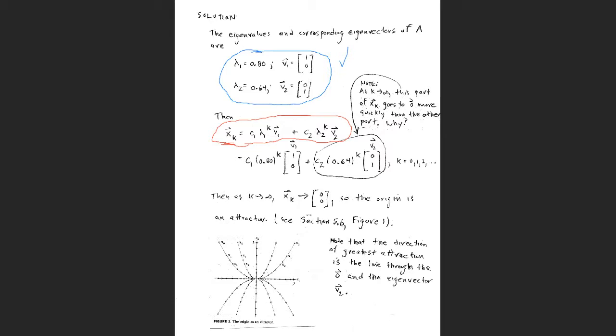And therefore, your x sub k vector will equal C1 times 0.80 to the kth power times the vector 1, 0, plus C2 times 0.64 to the kth power times the vector 0, 1. All right, let me give you a moment to catch up here. We're right here. Let me know if you have any questions.